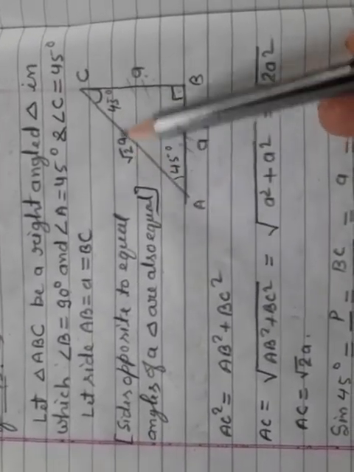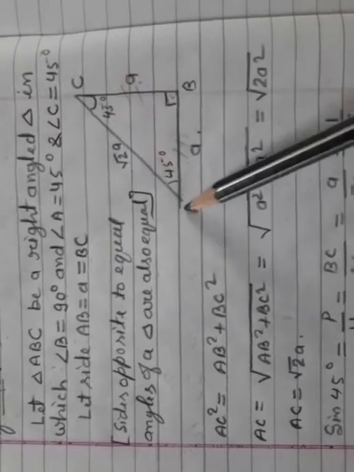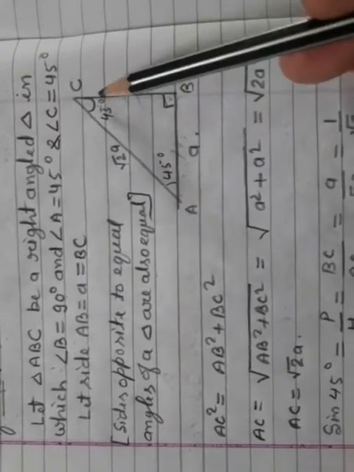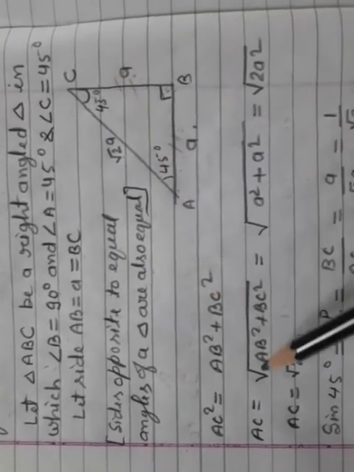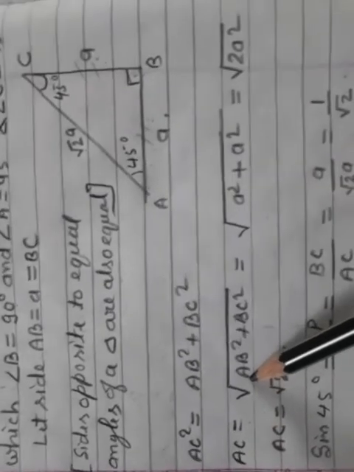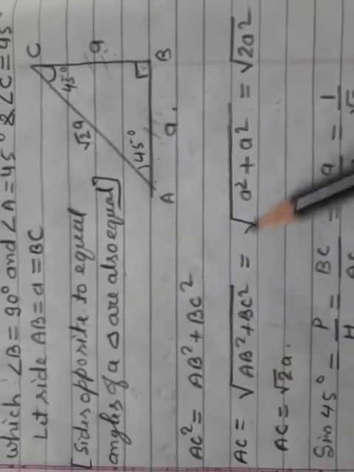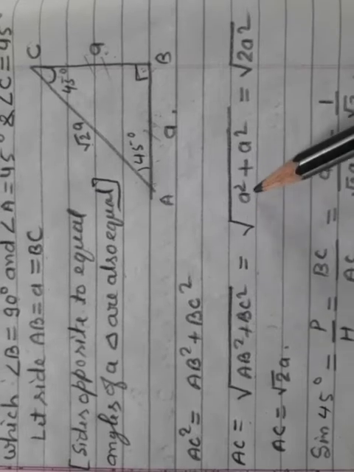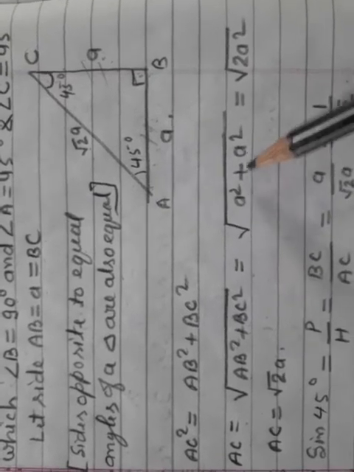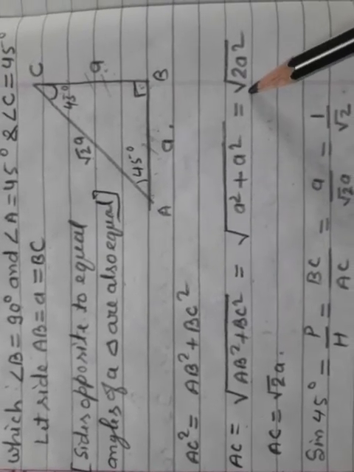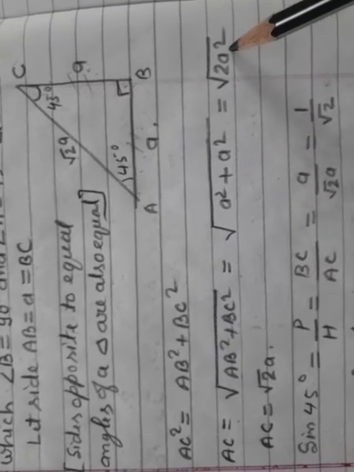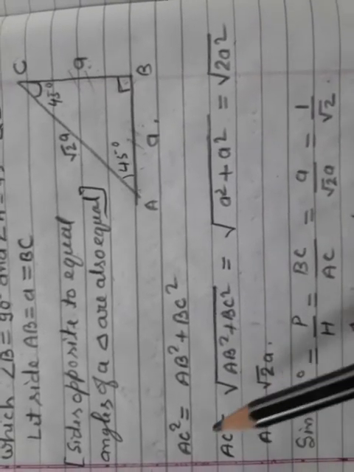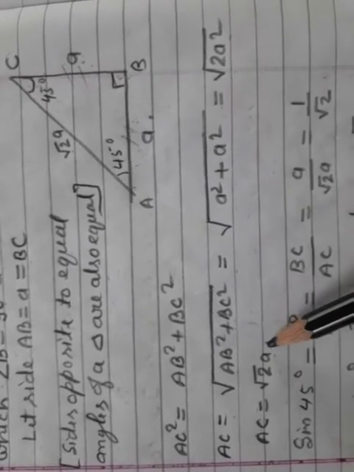Now use here the Pythagoras theorem. Find this side AC. So AC square is equal to AB square plus BC square. Now AC is equal to under root AB square plus BC square, and putting the values of AB and BC here, a square plus a square, this one is under root 2a square. So AC is equal to under root 2 times a square root of a square, which is a.